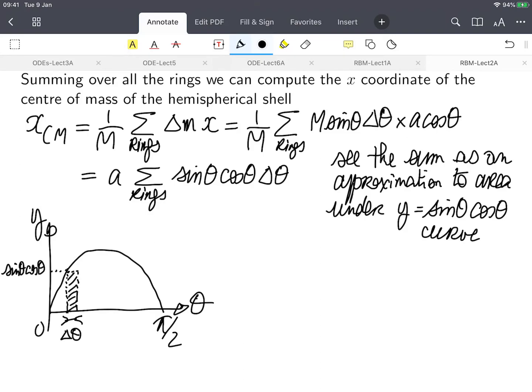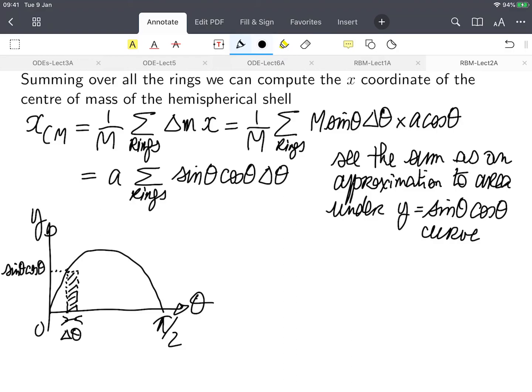And I can see that this is true, right? This sum of all those small rectangles is going to be close to the area underneath this curve, right? There's a little triangle missing here, but it's going to be close enough. It's an approximation. And in fact, if I reduce the width of delta theta, if I take it smaller and smaller, the area missing, the little triangle, is going to become more and more negligible.